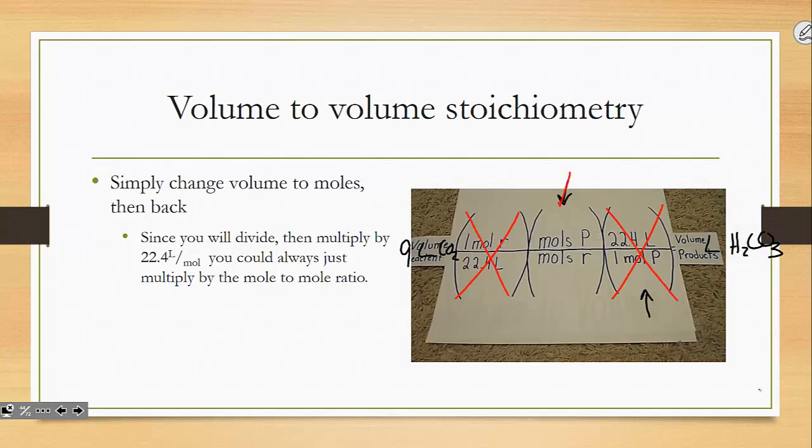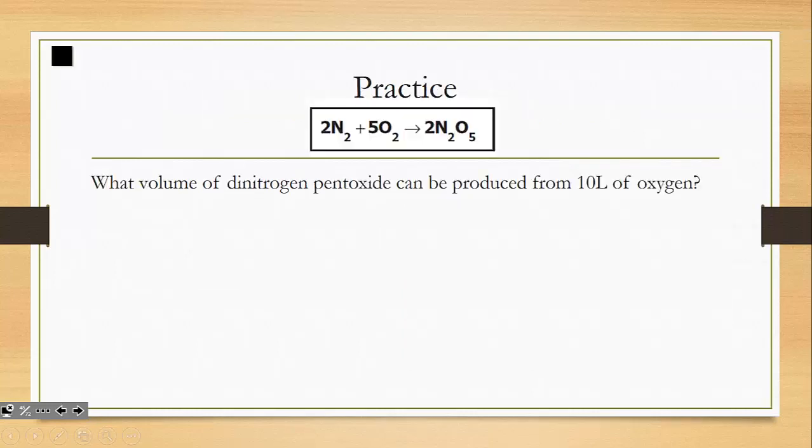So a unique shortcut arises when converting from liters of a reactant or product to liters of another reactant or product. You could simply multiply by the mole to mole ratio. So let's see one of these in action. If I have 10 liters of oxygen undergoing this reaction, how much dinitrogen pentoxide can I produce?